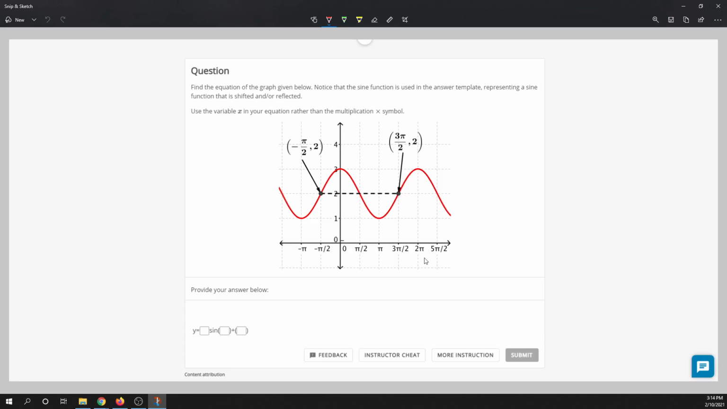Okay, so looking here, they give you 2 points: minus pi over 2, 2, and 3 pi over 2, 2. And you can see that this represents one period of the function. So one period. And so what we can do is use these numbers to find the period, looking at the graph. The period is basically the length of this dotted line right here, the number of units in the x direction that it takes for one cycle to repeat.